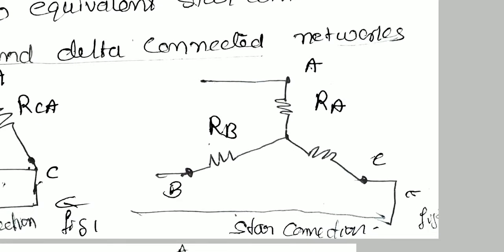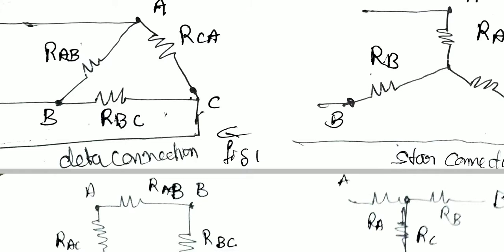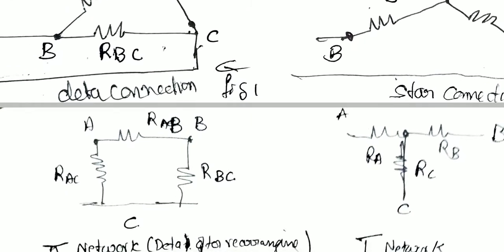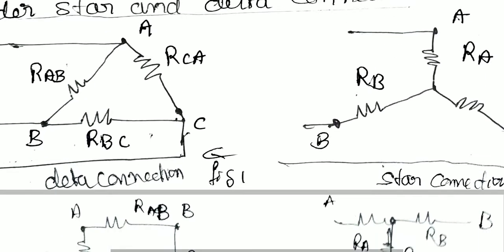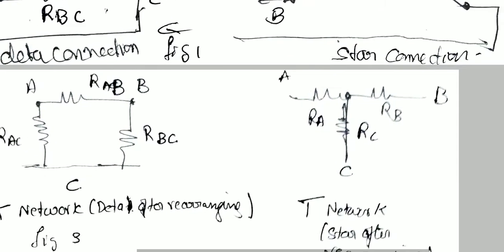If all the resistances are connected to a single junction, see RA, RB and RC, three resistors connected to a single point, then this type of network we call a star connection. The delta connection can also be redrawn in the form of the symbol pi, so this network is called a pi network, or it is represented by a triangle. So: triangle network, delta network or pi network.